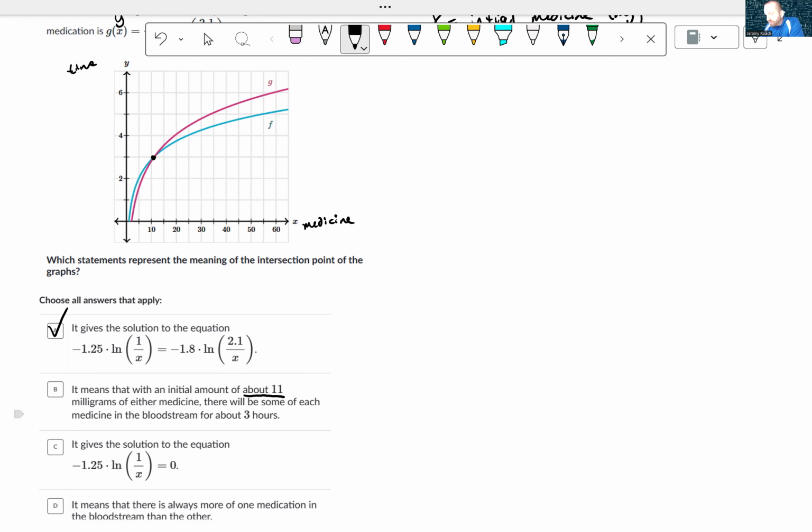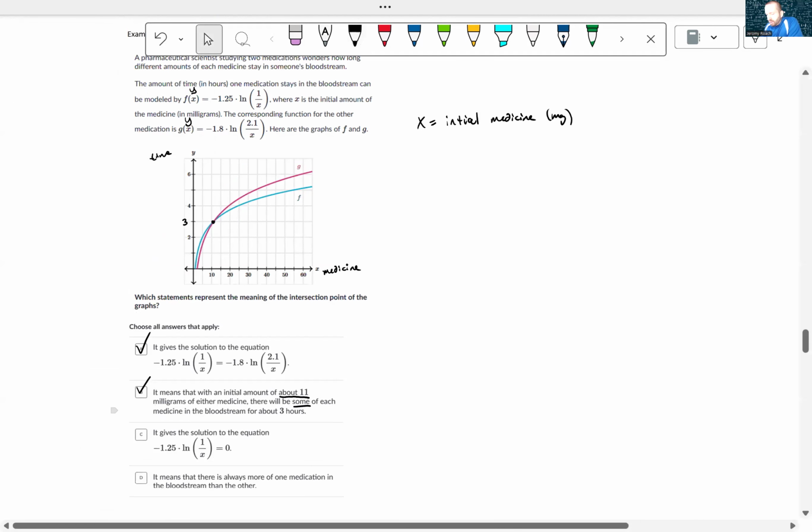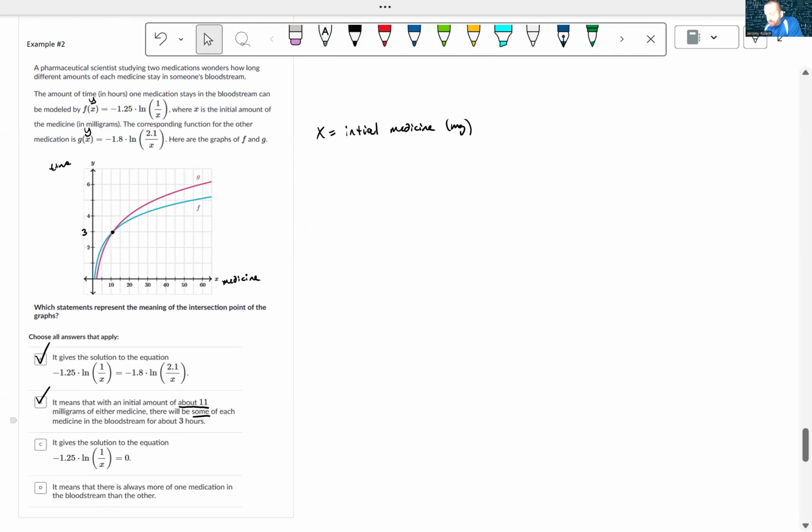It says after 3 hours, there's going to be some of each medicine in the bloodstream. Well, in this case, there's more medicine as time is going on. And so, yes, after 3 hours goes by, this is at 3 hours, there is some medicine in the bloodstream. So B is a true statement, although it's not telling us a lot about what those values are. It's just saying some medicine's going to be there. All right, C says it gives the solution to the equation negative 1.25 times the natural log of 1 over x equals 0.